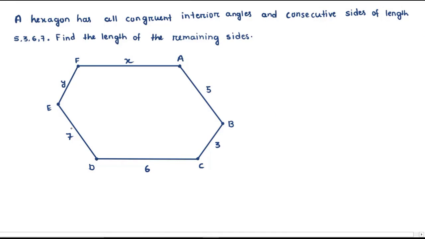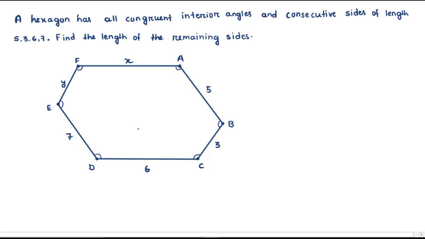So hopefully those hints were helpful, and now we are ready to look for a solution. First of all, I have drawn a diagram. Notice I have this hexagon with vertices A, B, C, D, E and F. I made my side lengths 5, 3, 6 and 7. Those are the lengths in the given order, and then the unknown lengths Y and X.